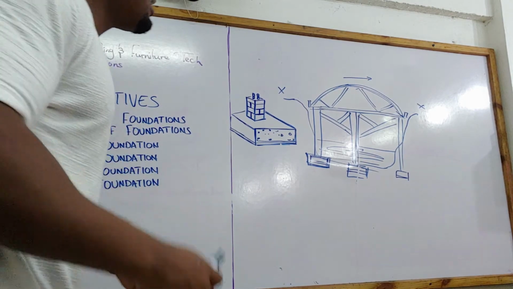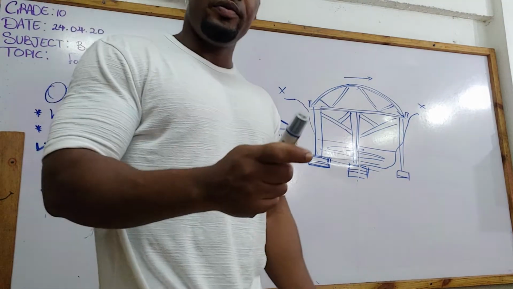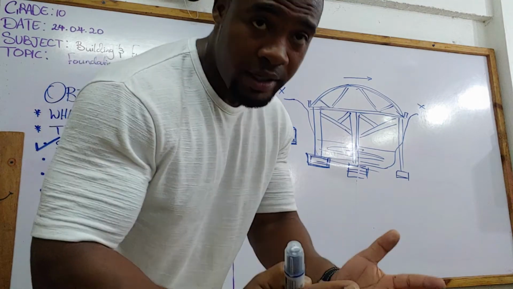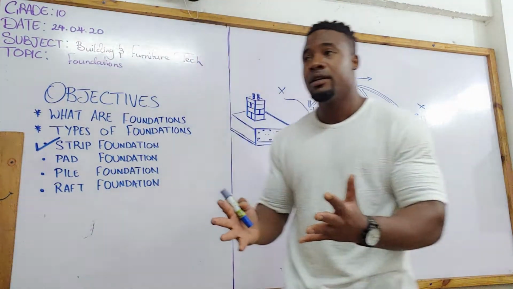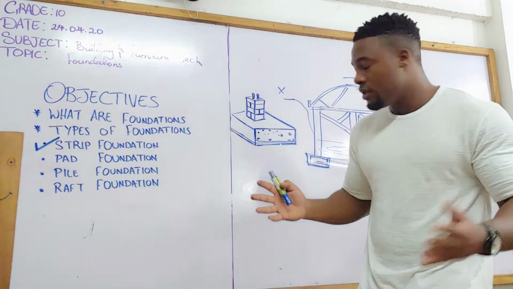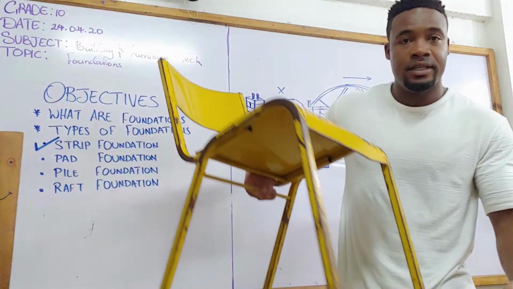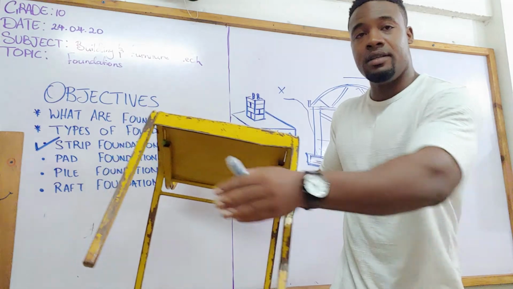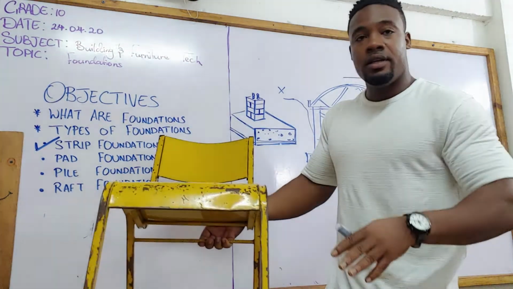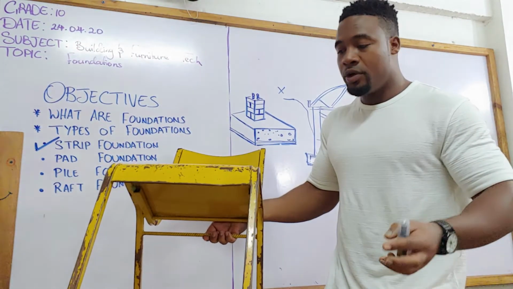Now, in comparison to that, the strip foundation is designed in such a way, guys, that it is not isolated. Like we mentioned with the chair, the feet of the chair are isolated, each part holds up the superstructure. They work together, but they are not connected.